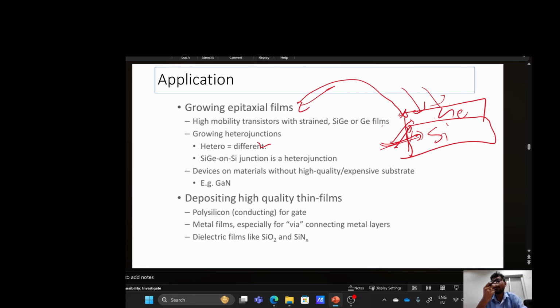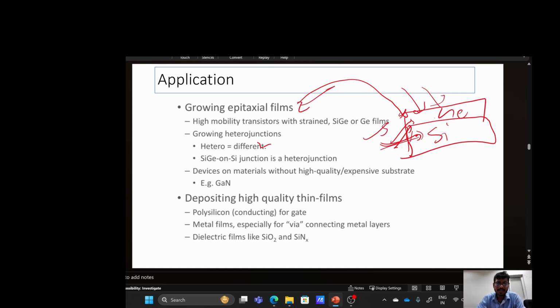And also, as I told, in this case you will get a very good quality of films. So these are for the device purposes. You can use CVD-grown films for devices like germanium, gallium nitride. If you are using for device applications, then you can use the CVD. Okay, so you get very good quality of films, but it is a bit expensive process, because it is using some precursors that we will come to in subsequent slides.